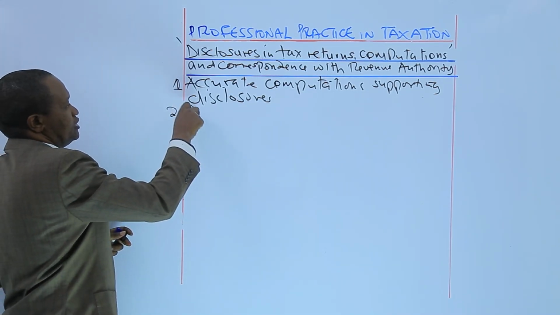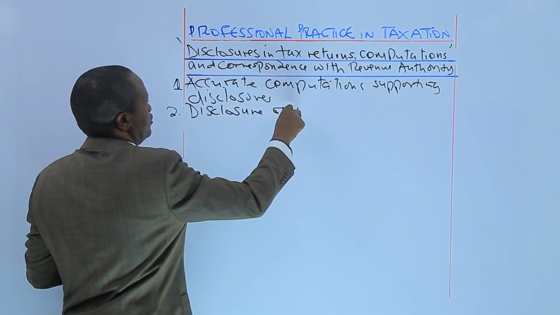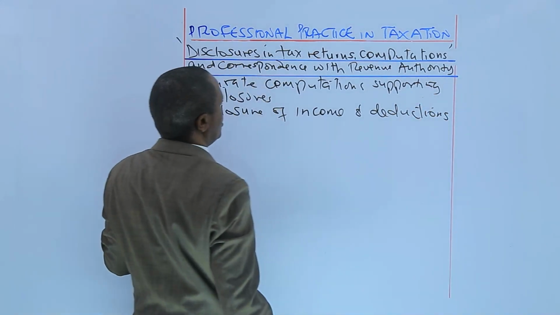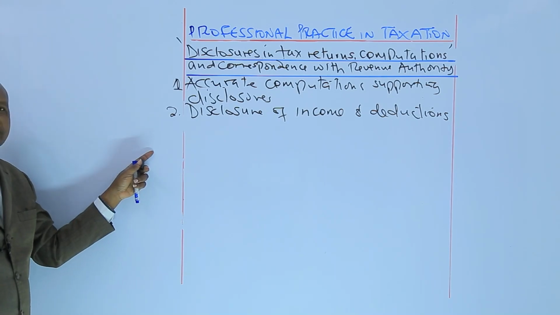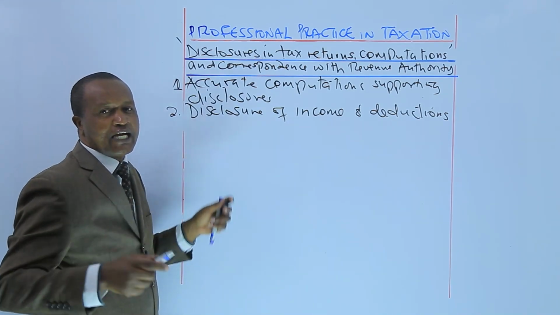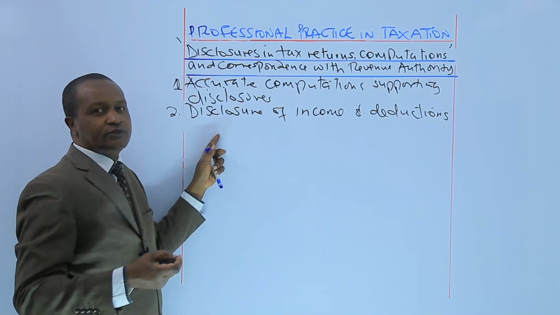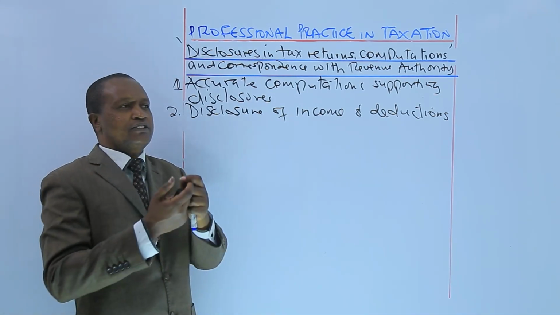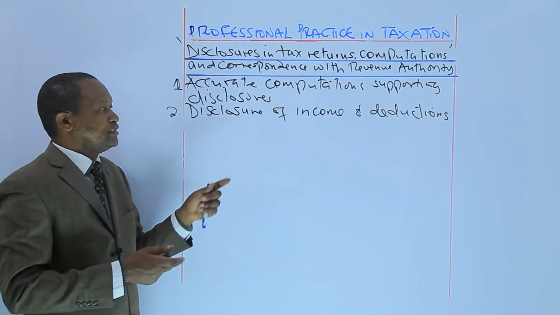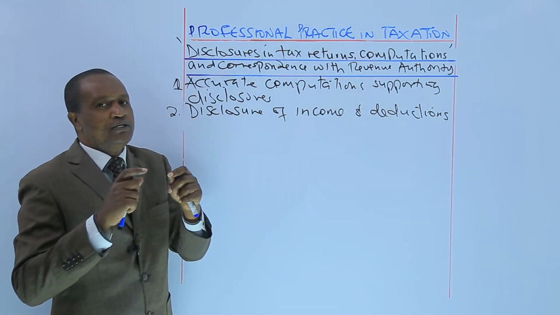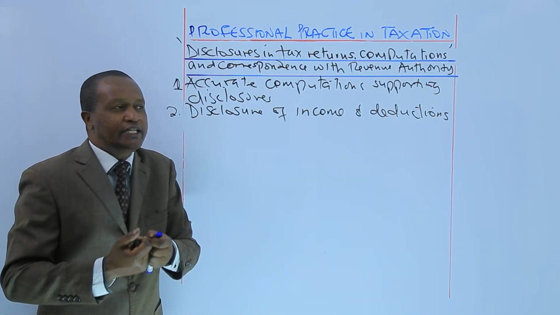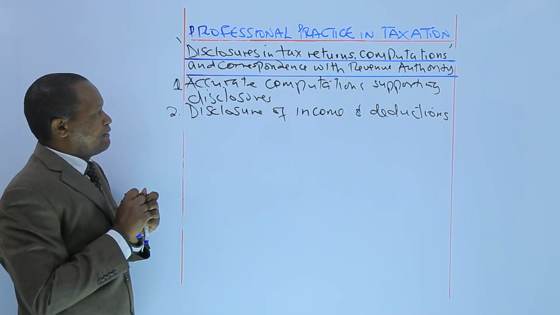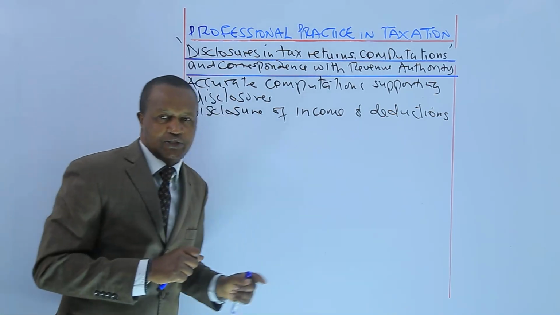Number two, disclosure of income and deductions. Tax returns require the disclosure of various types of income, such as wages, dividends, interest, capital gains, rental income, and so on. Additionally, deductions, credits, and exemptions need to be disclosed when computing taxable income accurately. So we have disclosure of income and deductions.